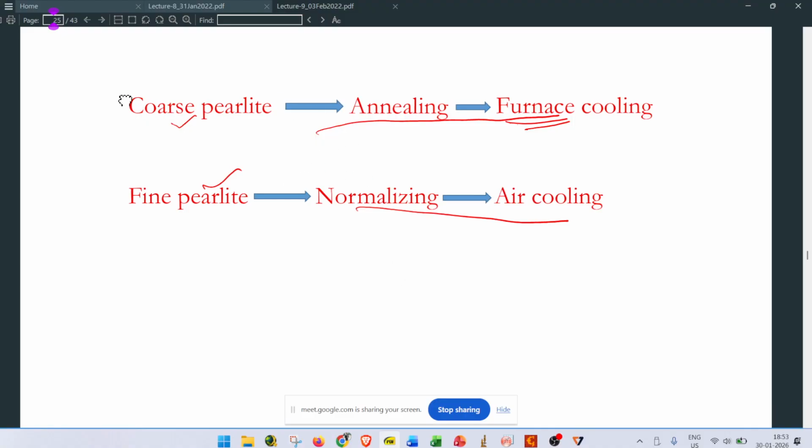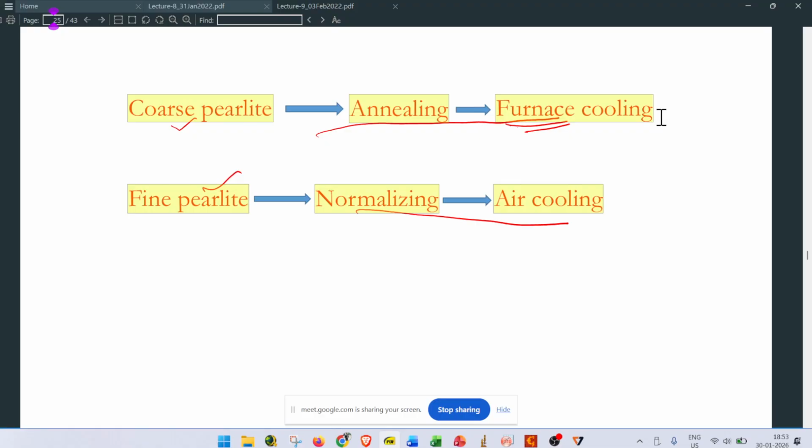Coarser pearlite we can get by furnace cooling, because furnace cooling can provide a low cooling rate. Finer pearlite we can get with air cooling.